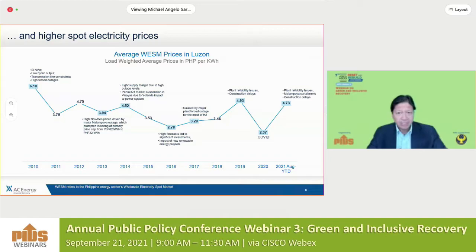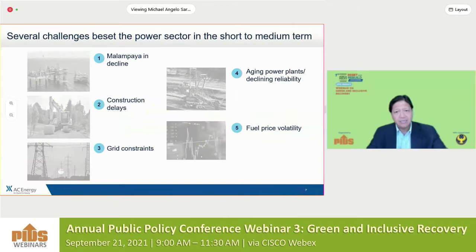The next page shows us the key challenges in the short to medium term that the power sector faces. And I could summarize it in 5 points. Number one, as I mentioned, Malampaya in decline. We need to replace this probably with LNG. There are companies already pursuing that.